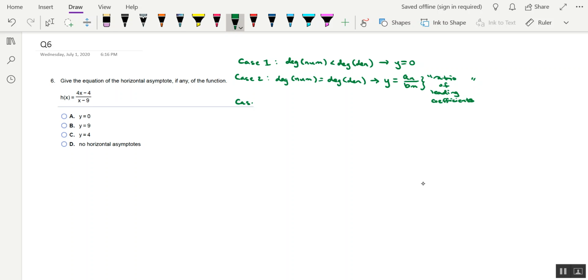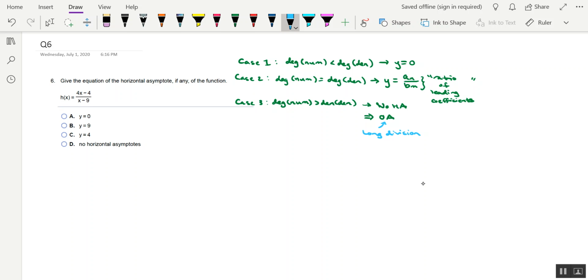Case 3 is when the degree of the numerator is greater than the degree of the denominator. If that's a situation we land in, then there's actually going to be no horizontal asymptote. I'll write HA for short. But even though there's no horizontal asymptote, there's going to be something called an oblique asymptote, which I'll shorthand as OA. And to find this oblique asymptote, what we have to do is long division.